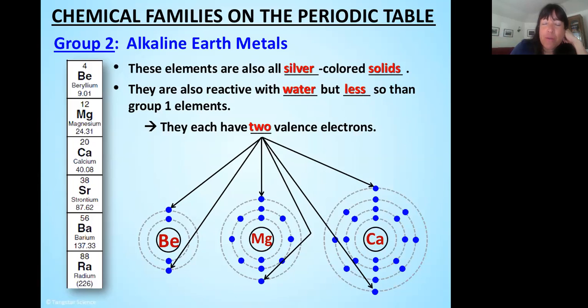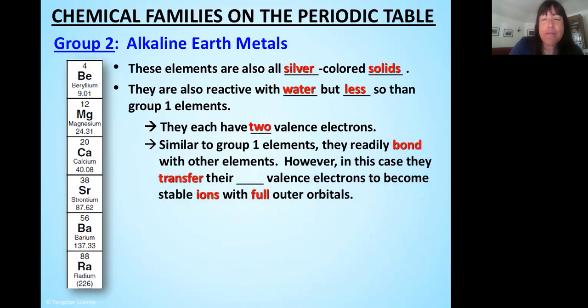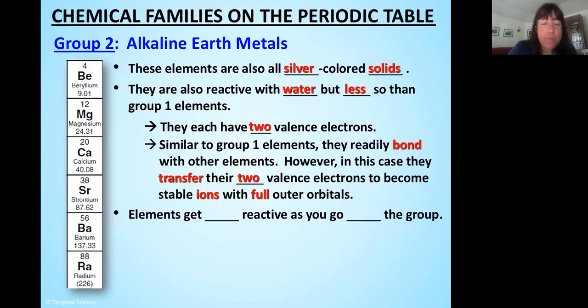So we want to get rid of those outer electrons. They're not stable. They're sitting there kind of like a stack of books that's really high, and at the top you put a vase with flowers in it. That's not stable. Something's going to happen. Similar to group 1 elements, they readily bond with other elements. However, in this case, they transfer 2 valence electrons to become stable ions with full outer orbitals.